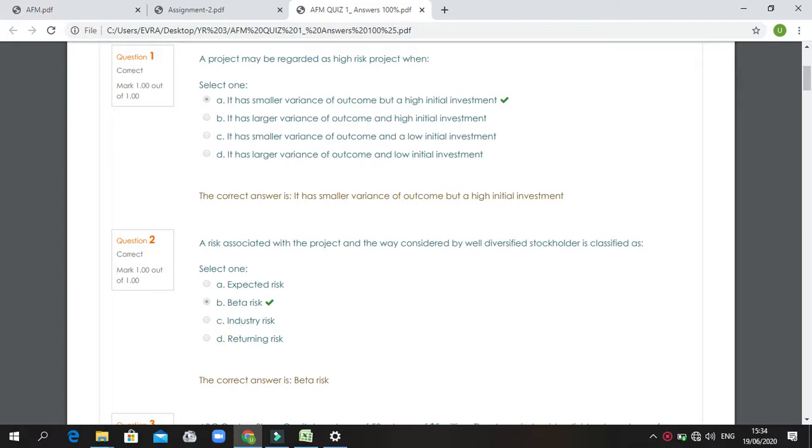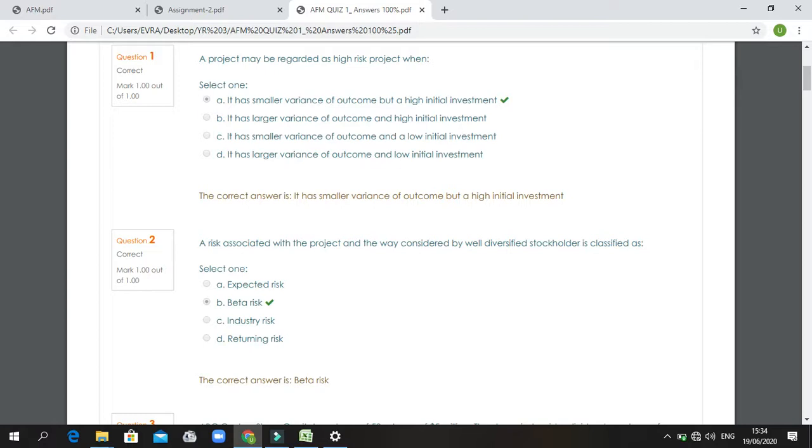So here the first question is about a project that may be regarded as a high risk project when, and there is an answer to be selected. A, it has a small variance of outcome but a high initial investment. B, it has a large variance of outcome and high initial investment. C, it has a small variance of outcome and a low initial investment. D, it has a large variance of outcome and low initial investment.